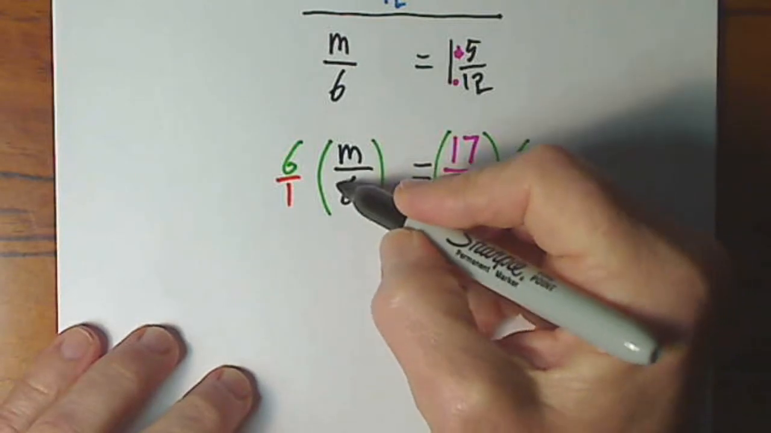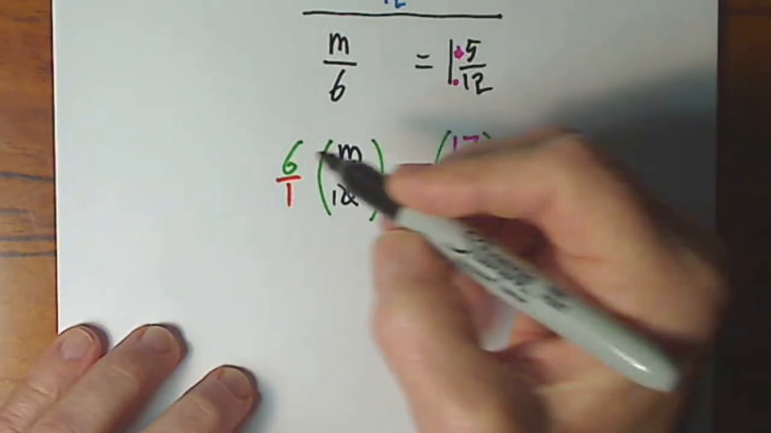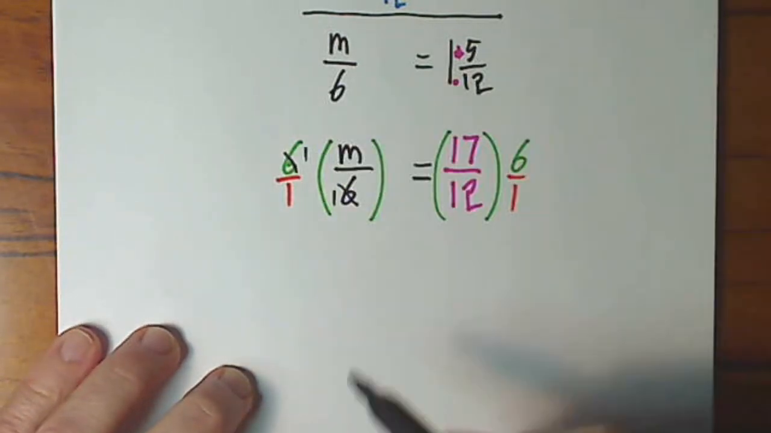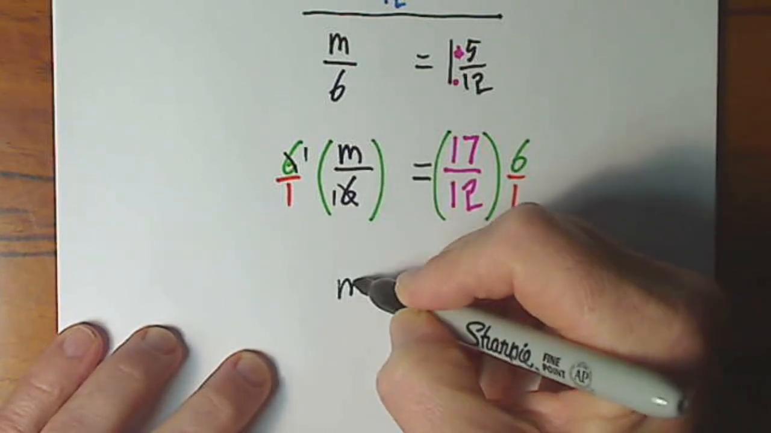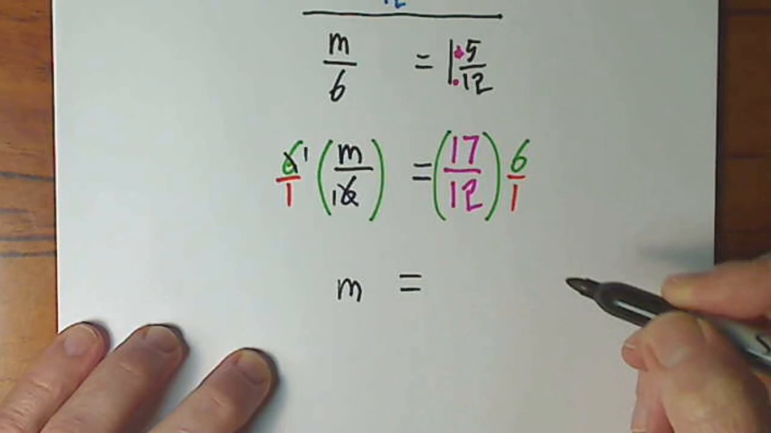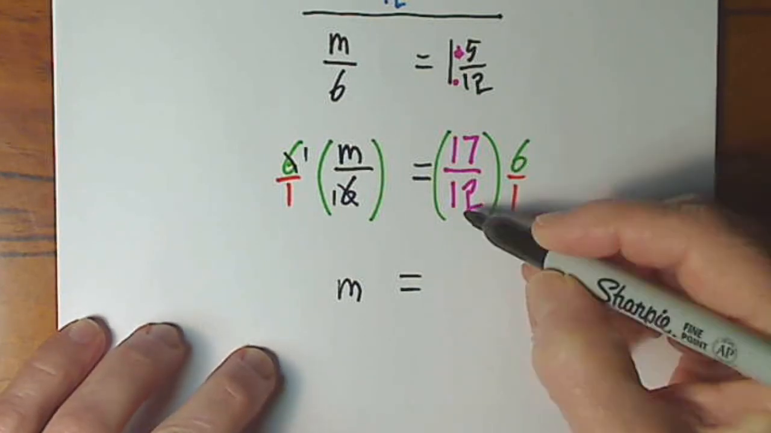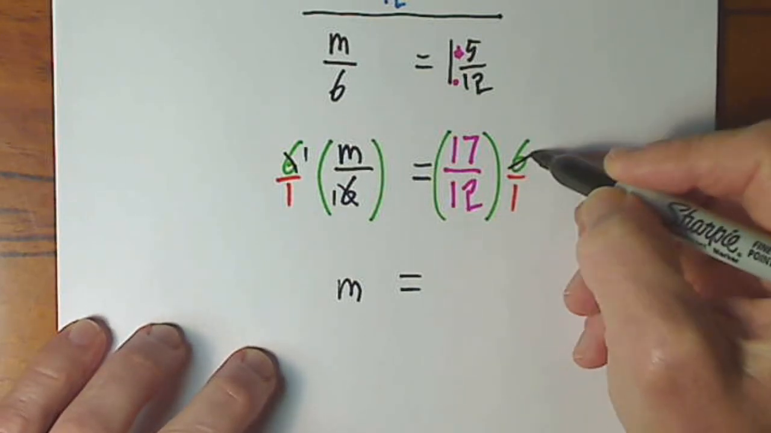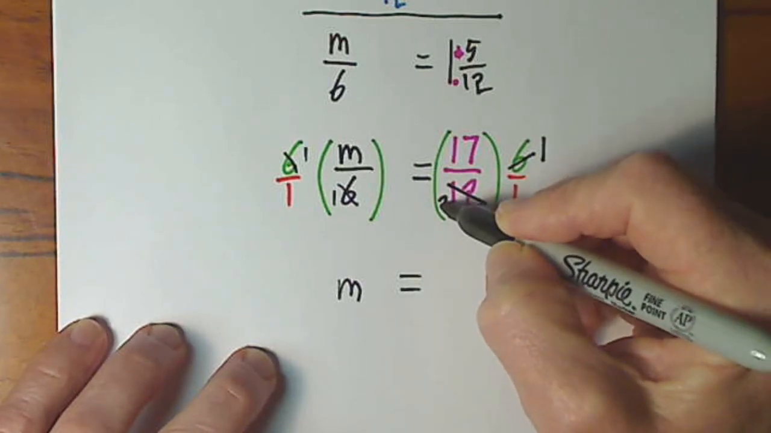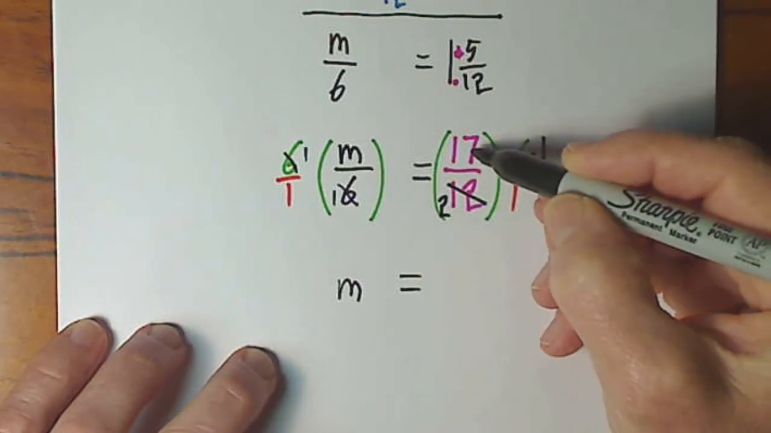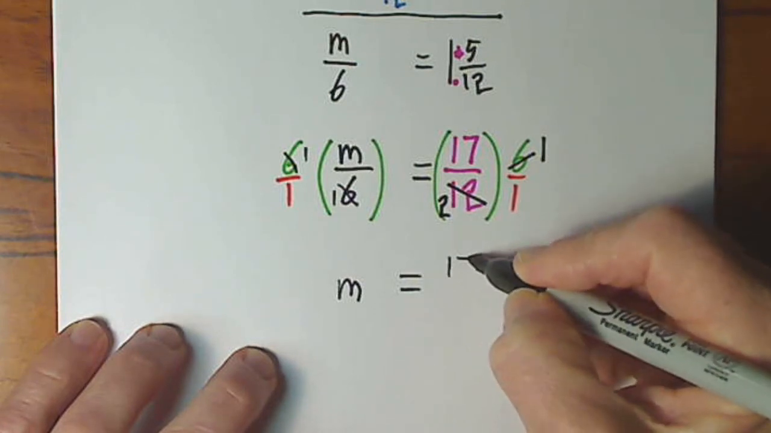Alright, so now these 6's cancel. 6 goes into 6 once, 6 goes into 6 once. So you have 1m, or we can just write m. On the other side of the equal sign, we can reduce before multiplying. 6 goes into 6 once. 6 goes into 12 twice. So you have 17 over 2.